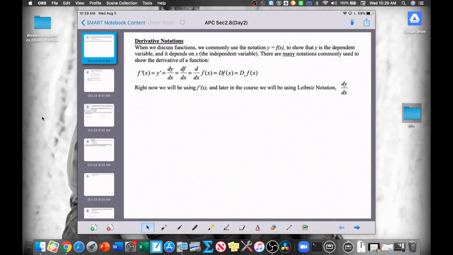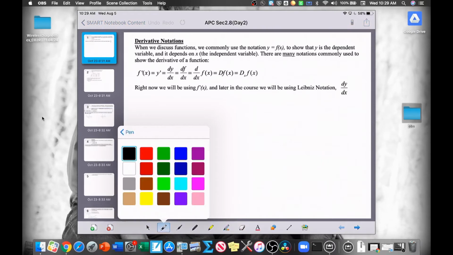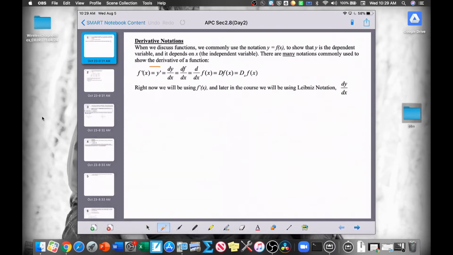Now that we have this idea of the derivative of f of x being a function itself, we've been labeling it as f prime of x. And for now, that's either y prime or f prime of x. These two are going to be our common notations. Later in the course, we will be looking at other ways to write the derivative. dy dx will be a common one. That just means the derivative of y with respect to x.